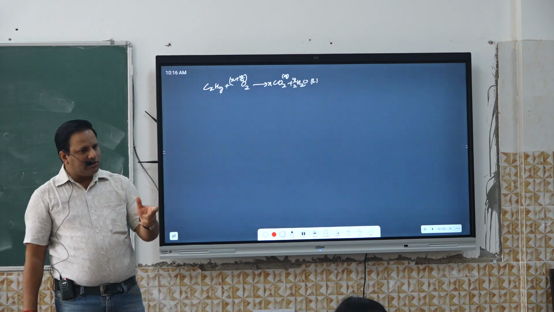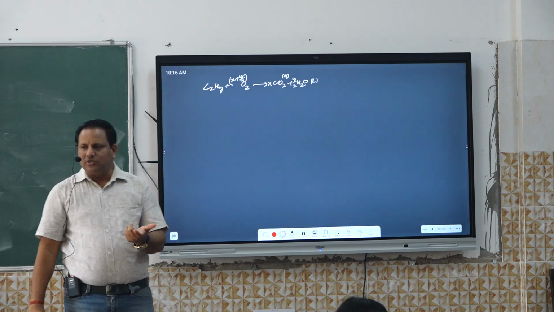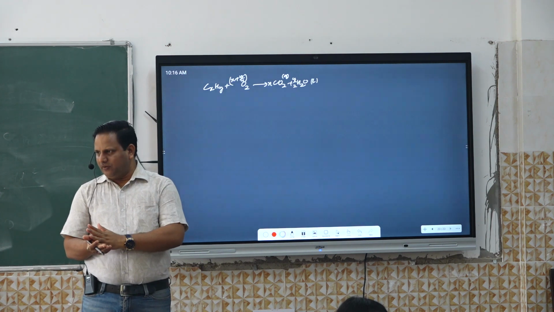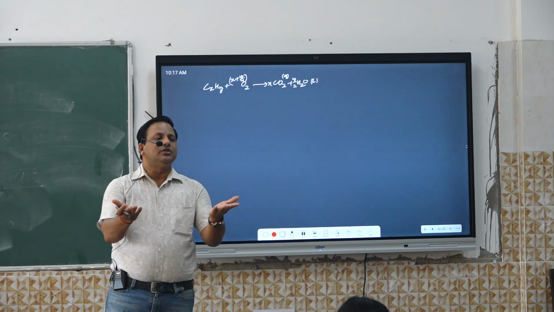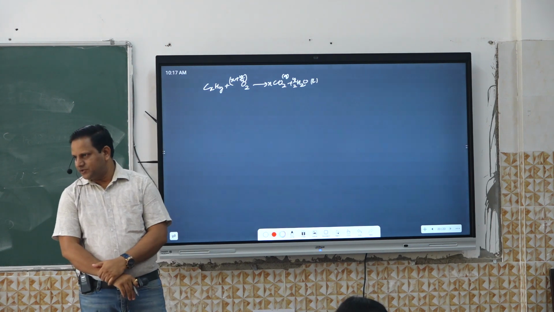So the number of moles of ethane will be given, you balance the oxygen, and the number of moles will be obtained. So you have to calculate that volume. It will undergo complete combustion, that will give carbon dioxide and water. So what will be the change in volume? That type of questions can be asked, right?